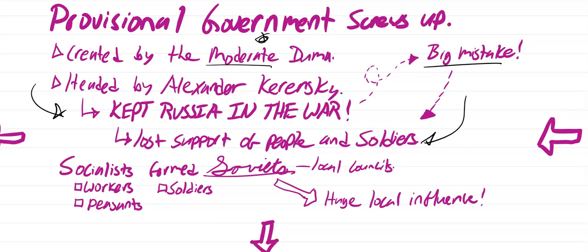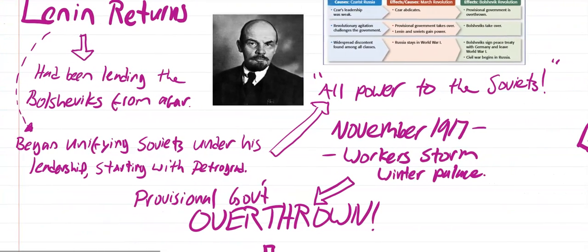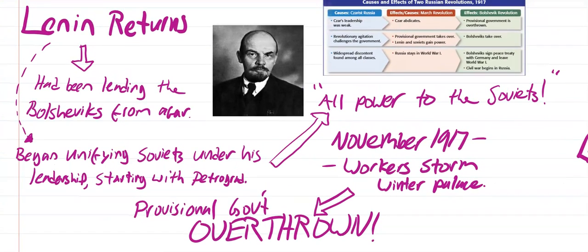And so these local level Soviets had begun to form throughout the country, and they were made up of workers, peasants, and soldiers, just kind of like a huge hodgepodge of all these different individuals, and they had huge local influence. So after the Tsarist regime is torn down due to the revolution, Lenin is going to return from exile. He had been leading the Bolsheviks from afar during this time period, but he began unifying Soviets under his leadership, starting with Petrograd. So all these local level councils began to become unified under Lenin's guidance.